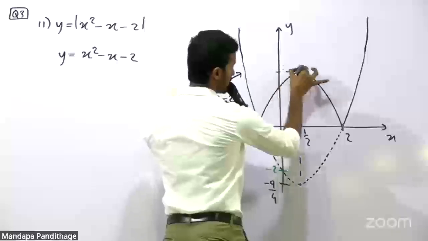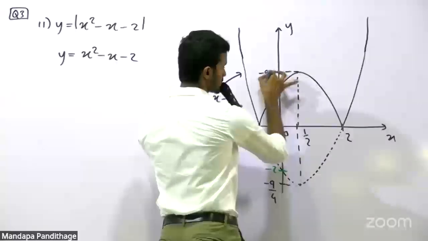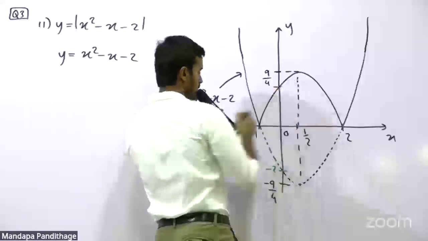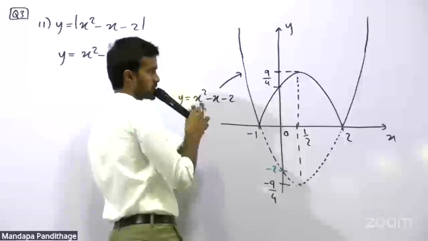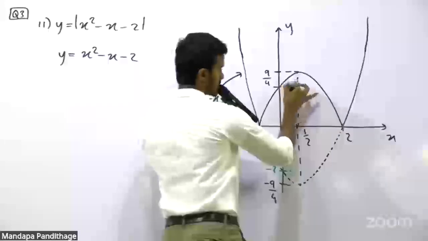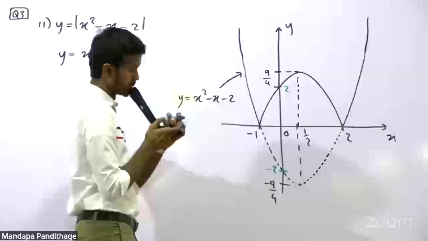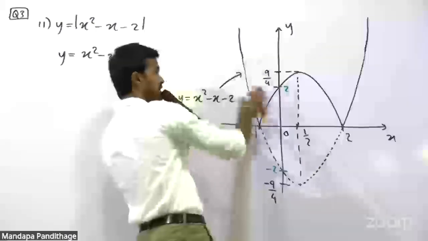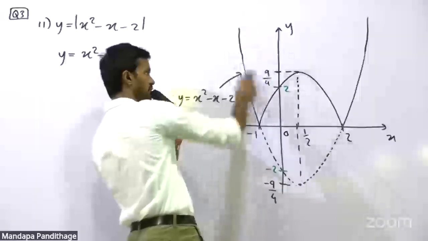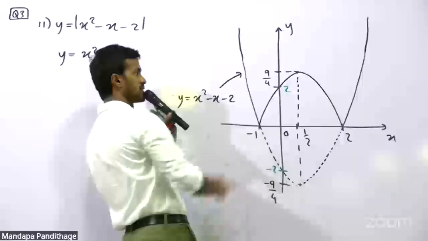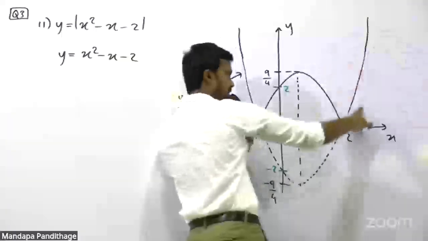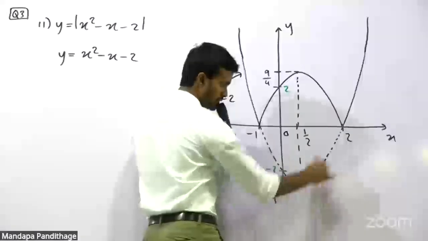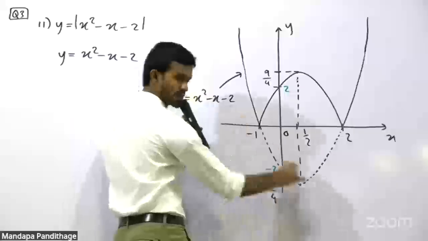Minus 9 over 4 becomes plus 9 over 4, minus 2 becomes plus 2. So the most important part is getting the equation of the graph. This is y equals x squared minus x minus 2. What is this part? This was y equals x squared minus x minus 2.